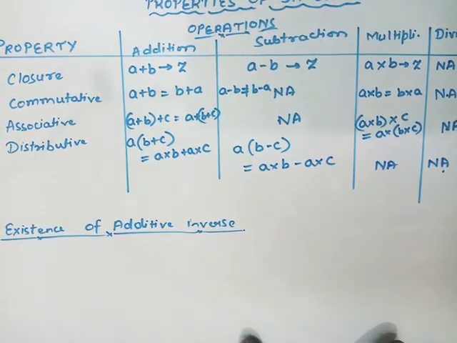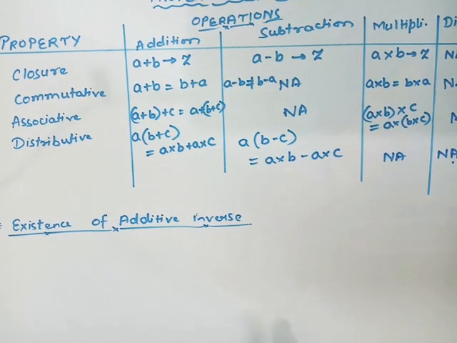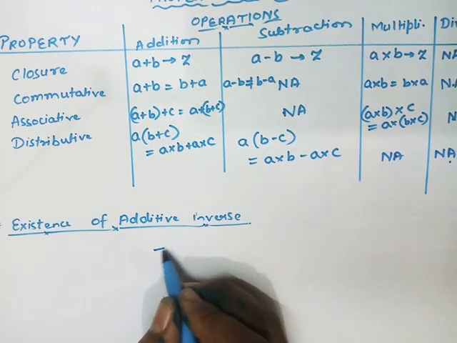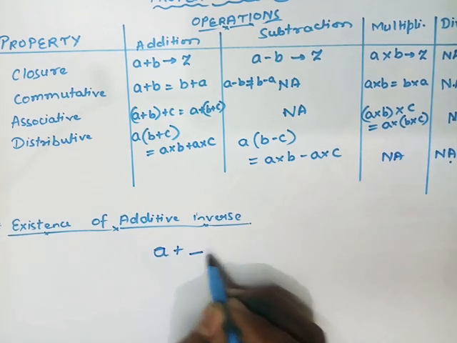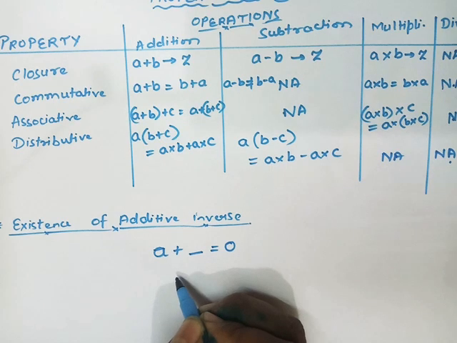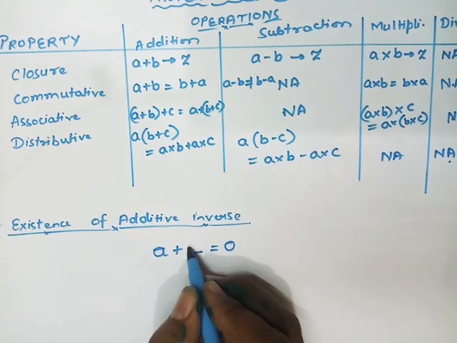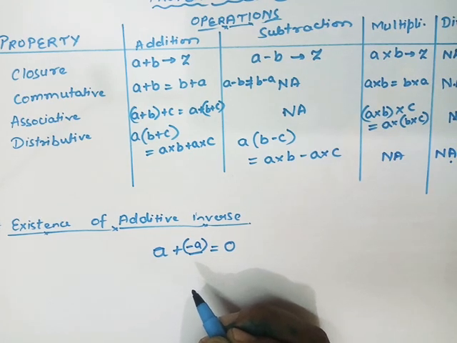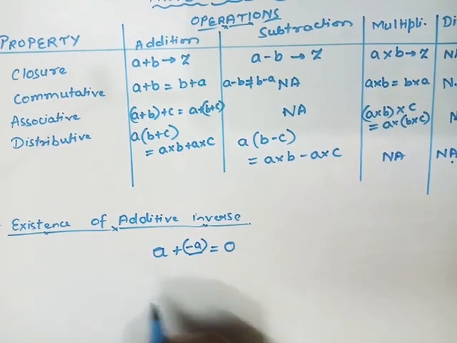And next is existence of additive inverse. What do you mean by additive inverse? Like what should be added to a to get 0? What should be added to a so that the answer is 0? It means we have to add the negative value of a so that our answer is 0. So additive inverse is very easy.